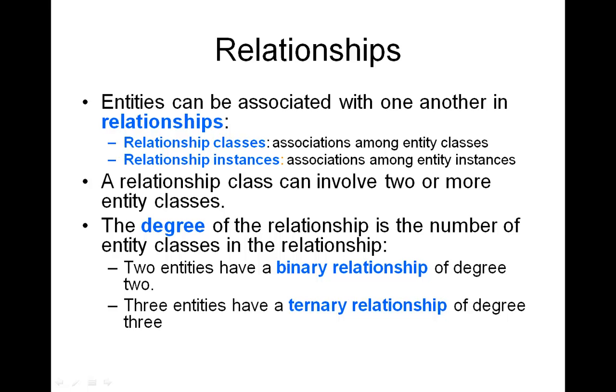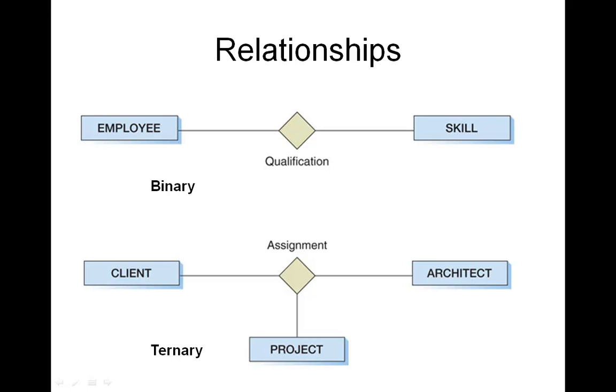Now, the degree of a relationship is the number of entity classes in the relationship. Two entities have a binary relationship, while three entities have a ternary relationship, which is a degree of 3. This figure shows an example relationship such as the relationship between skill, and another example of a ternary relationship such as client, project, and architect.